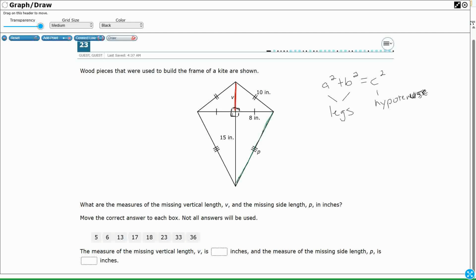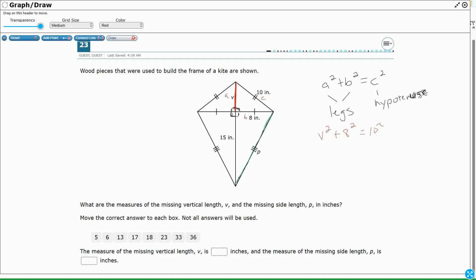Okay. So let's look at the red one first. What do we know here? Well, I've got V is one of my legs. We're going to call this A. We're going to call this B, and we're going to call this C, at least for that triangle. And so V is what we're looking for. So let's say V squared plus B, I've got a value. So we're going to put 8 squared equals C, I have a value, 10 squared.